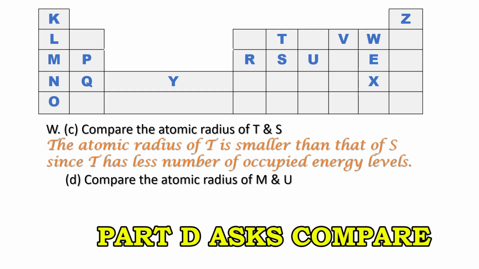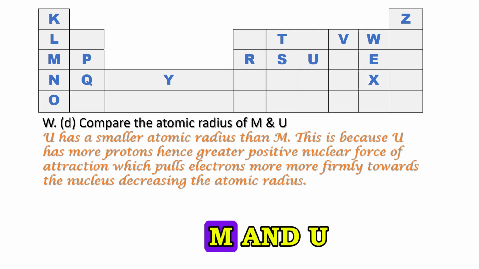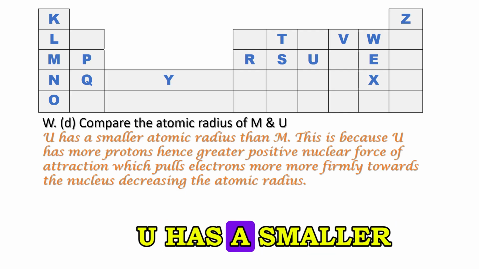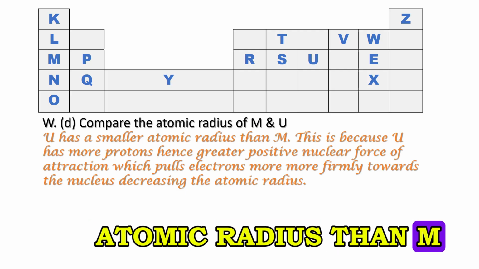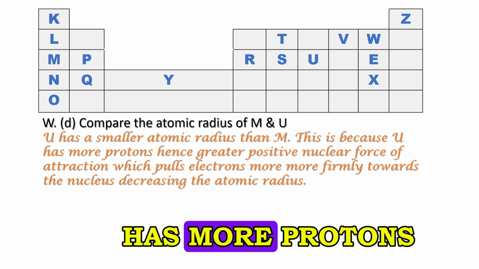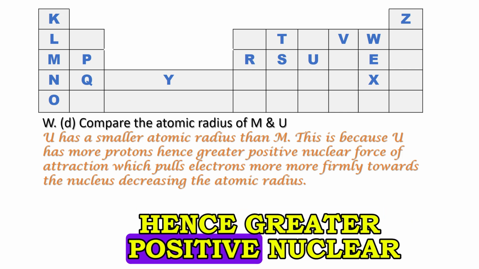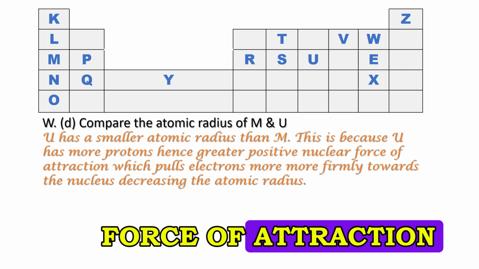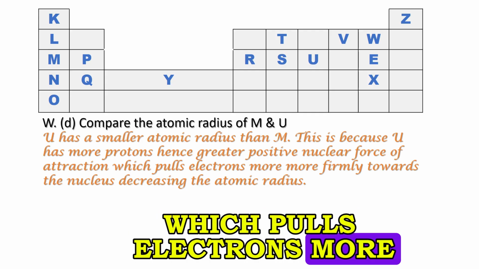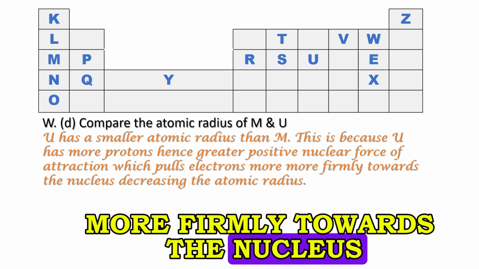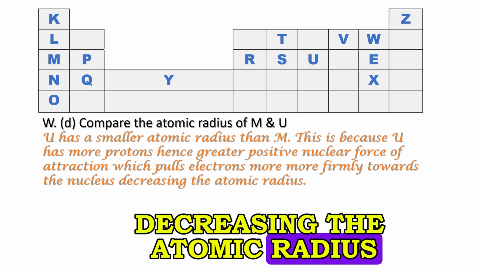Part D asks, compare the atomic radius of M and U. U has a smaller atomic radius than M. This is because U has more protons, hence greater positive nuclear force of attraction, which pulls electrons more firmly towards the nucleus, decreasing the atomic radius.